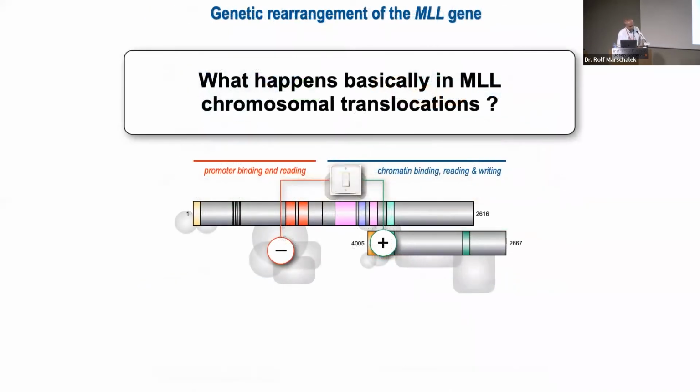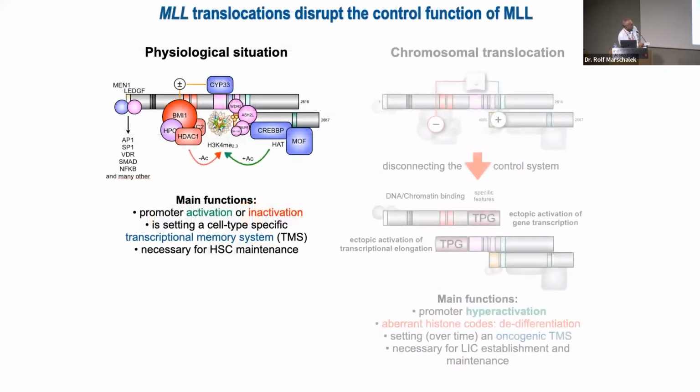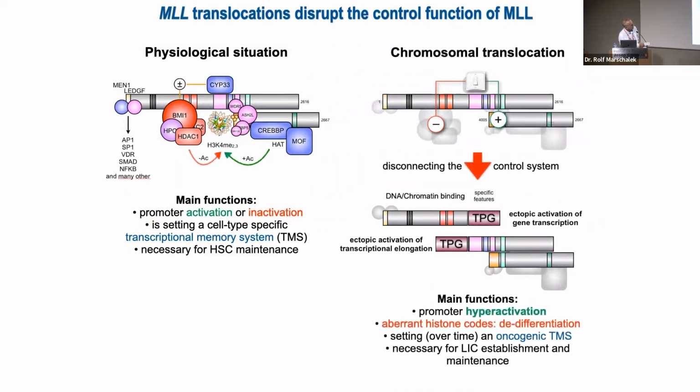So what happens in these 118 cases of MLL translocation? This is again the MLL protein as a scheme. And what is important is that nearly all translocations occur here. And what is then going on? We are separating these really tightly controlled functions by fusing translocation partner genes to it, and we are separating now the functions. And this is actually what we see when we have a chromosomal translocation.